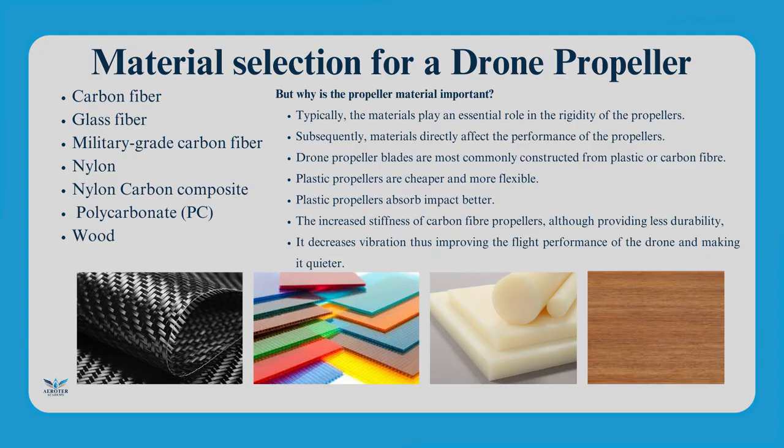Materials used. The material of the propeller affects its performance. Common materials include carbon fiber, glass fiber, military-grade carbon fiber, nylon, nylon carbon composite, polycarbonate (PC), and wood. Plastic propellers are cheaper and more flexible, absorbing impact better. Carbon fiber propellers are stiffer and less durable, reduce vibration and improve flight performance, making the drone quieter.